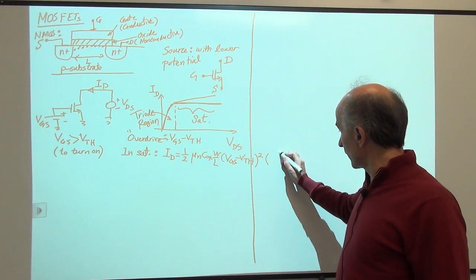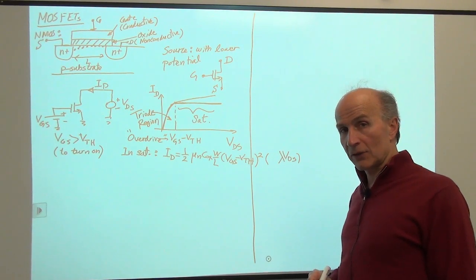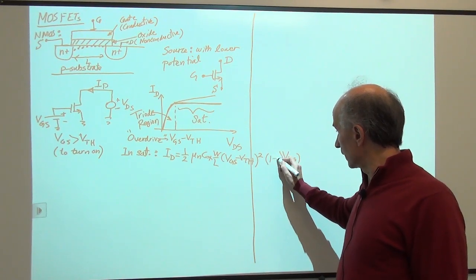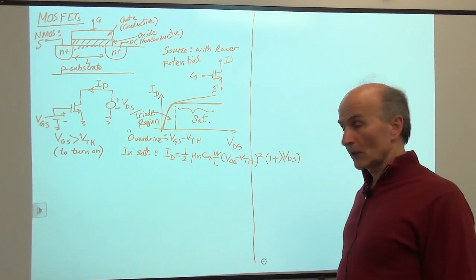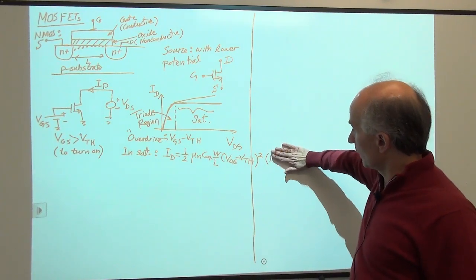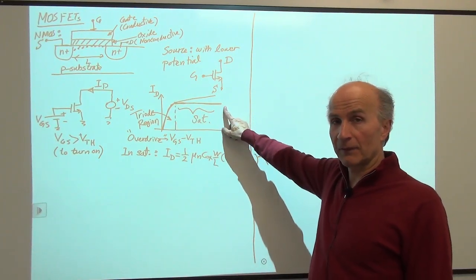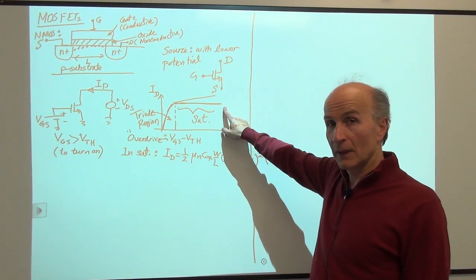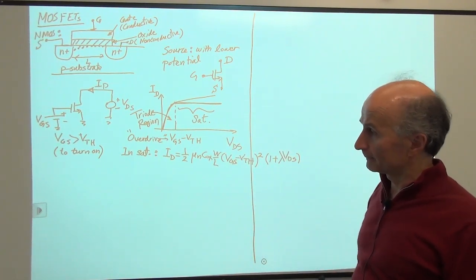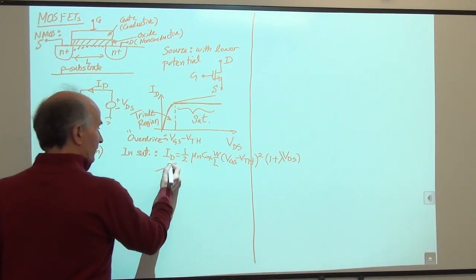We have to make sure the dimensions are right. So we multiply this by a factor which we call lambda, the channel length modulation factor, and we add 1 plus lambda VDS here. If channel length modulation is neglected, this term goes away, and we have a completely flat line, so it's an ideal current source. But if channel length modulation is included, then we have this term as well. In saturation, this is called the large signal model.